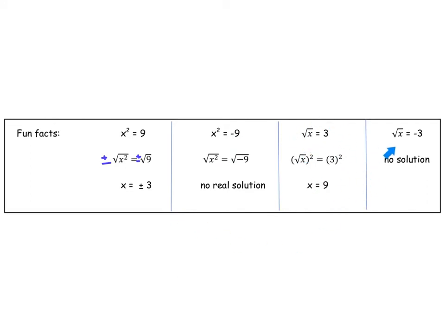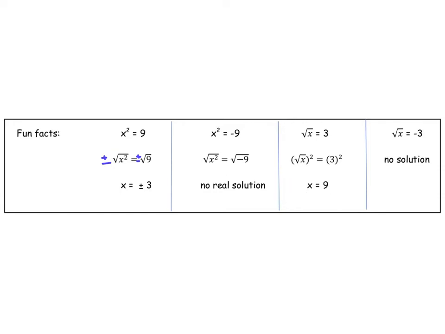So now we're going to get into this part today where we're in radical or square root form. So the square root of x equals 3. To undo that, we square both sides. So then we have x equals 9.